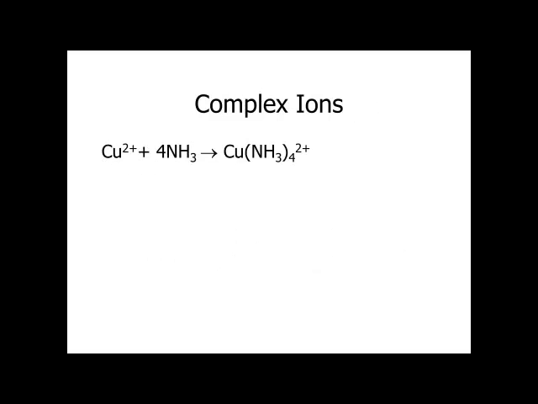They also form complex ions. In this case, copper 2+ attaches to 4 ammonias, forming the complex Cu(NH3)4 2+. This is a cationic complex. Here, iron 3+ attaches to 6 cyanide ions, forming Fe(CN)6 3-, an anionic complex. The anionic complex can form a compound with potassium.